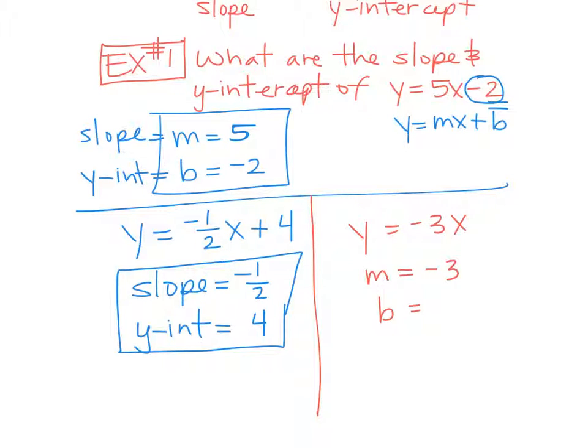It's zero, right? Here's the thing. The formula says y equals mx plus b. Well, what am I adding to this? Zero, right? So your y-intercept is 0 for that. Okay? So don't just assume that because there is no b term there, that there is no y-intercept. The y-intercept is 0. Okay?